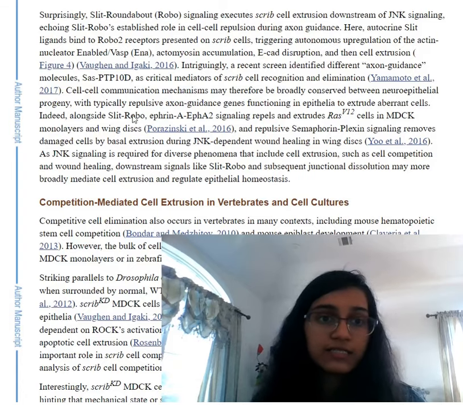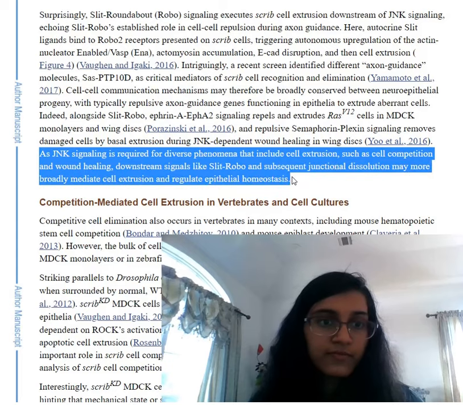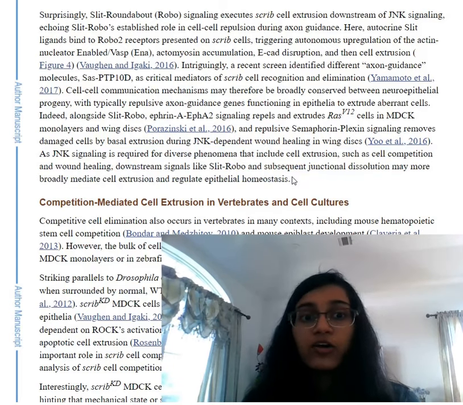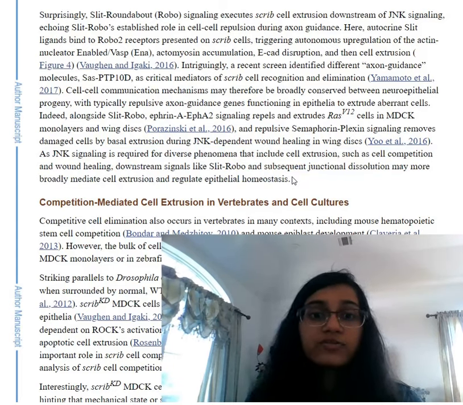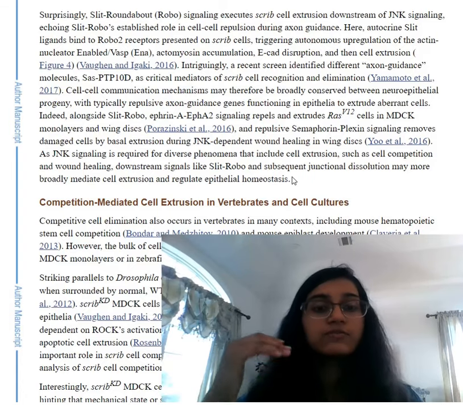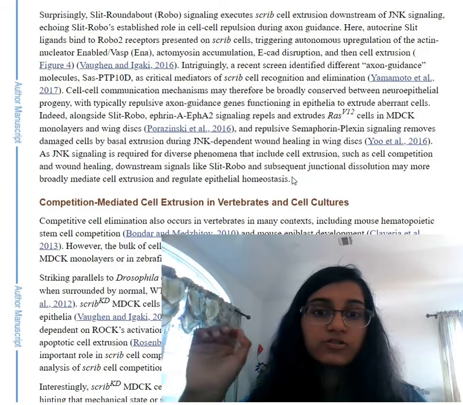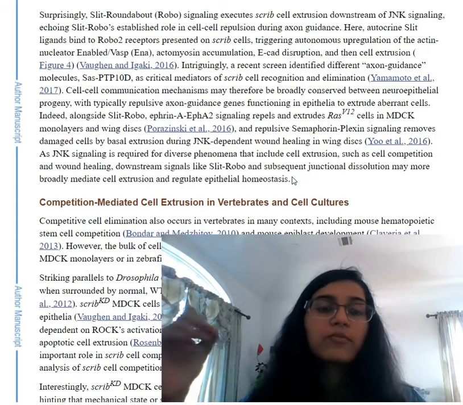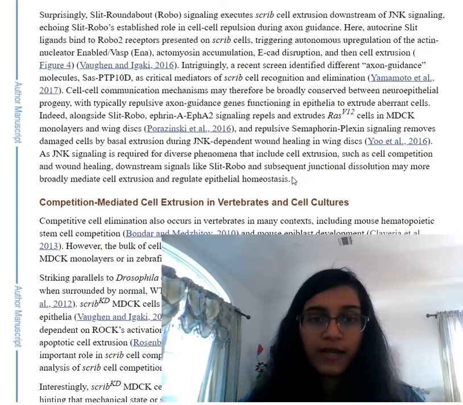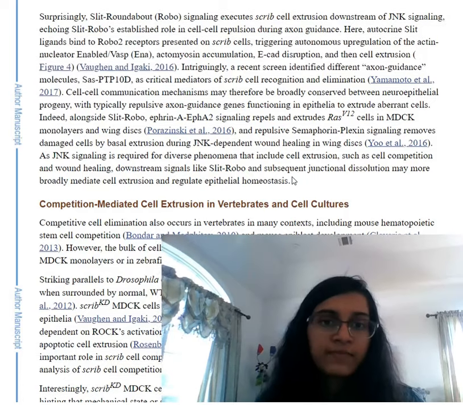Well, they actually tell us this in a very straightforward way right here. As J&K signaling is required for diverse phenomena that include cell extrusion, such as cell competition and wound healing, downstream signals like slit robo and subsequent junctional dissolution may more broadly mediate cell extrusion and regulate epithelial homeostasis.